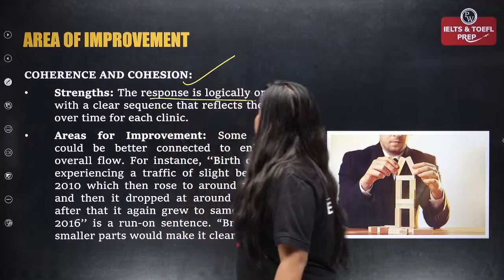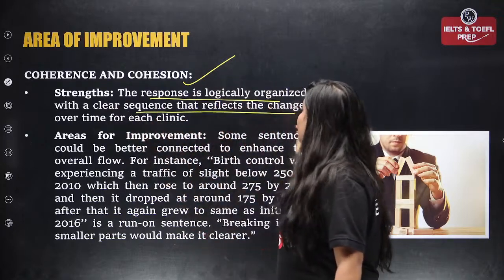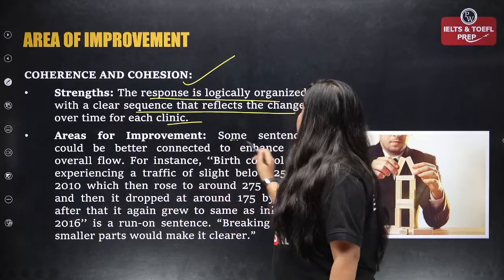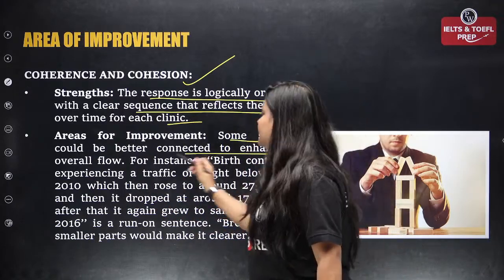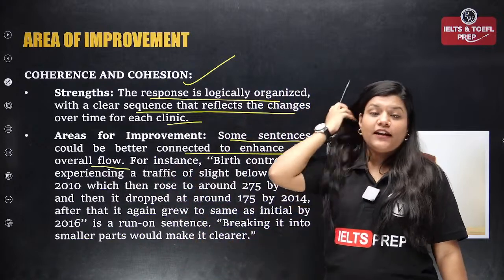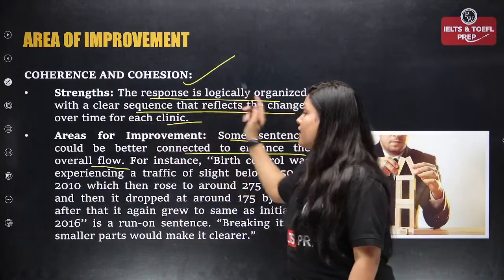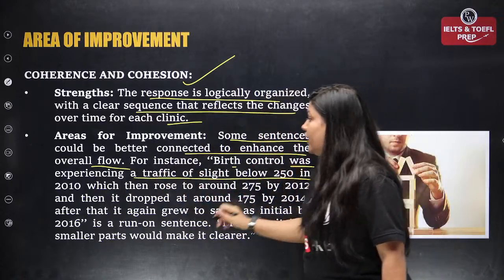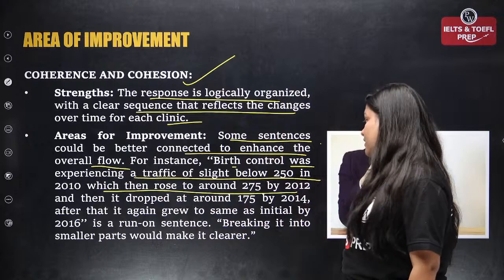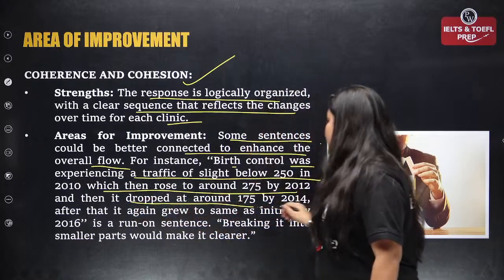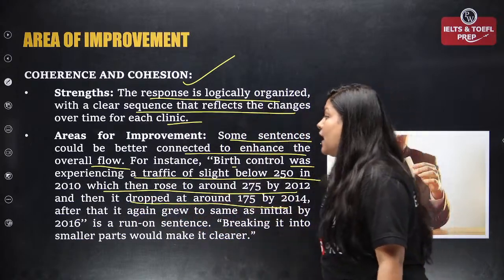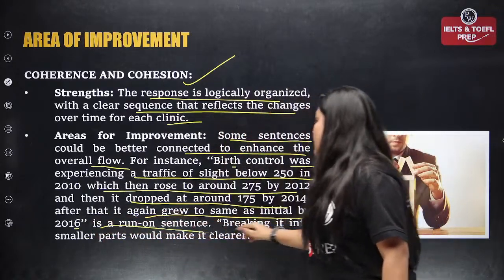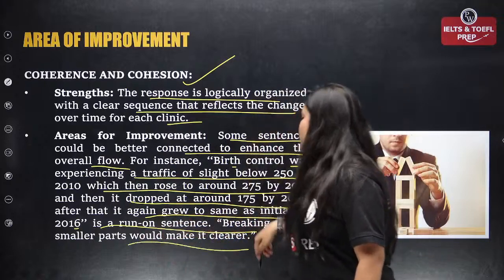Now, the response is logically organized with a clear sequence that reflects the changes over time for each clinic, which is a good thing. Some sentences could be better connected to enhance the overall flow. For example, when I told you that the transition was missing, have a clearer look. Birth control was experiencing a traffic of slight below 250 in 2010, which then rose to around 275 by 12. Then it dropped at around 175 by 2014. After that, it again grew to same as initial by 2016. It is a run-on sentence. Breaking it into small parts would make it clearer.